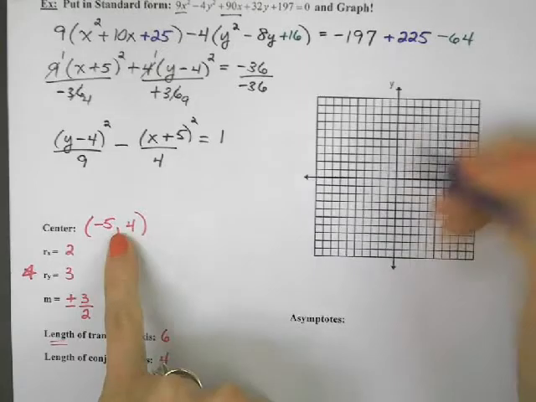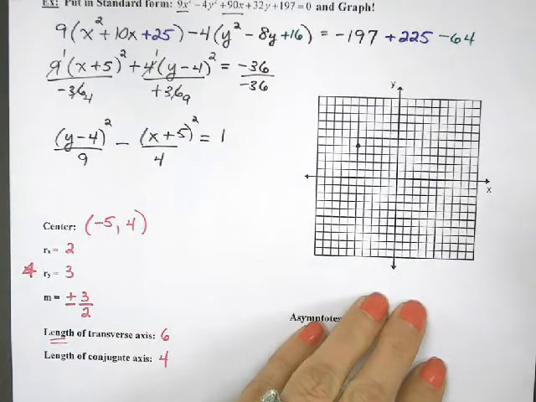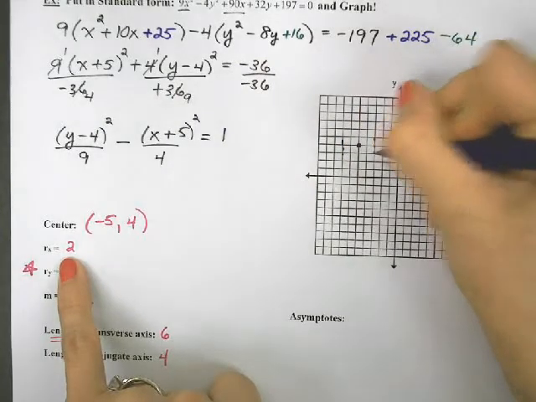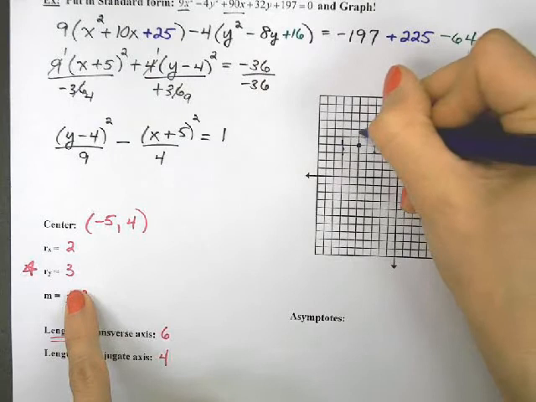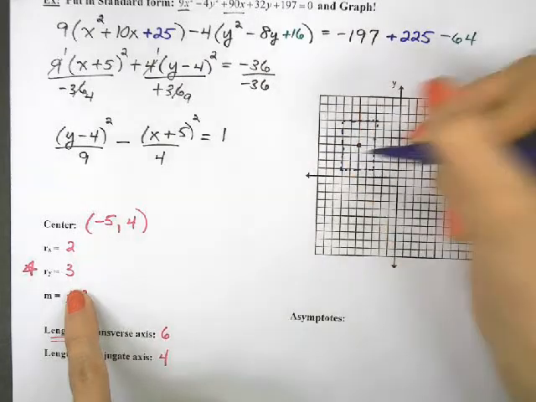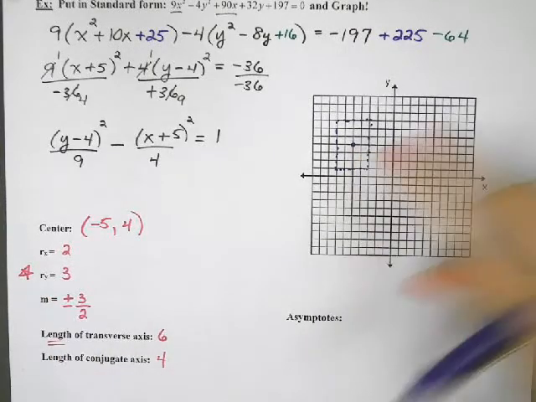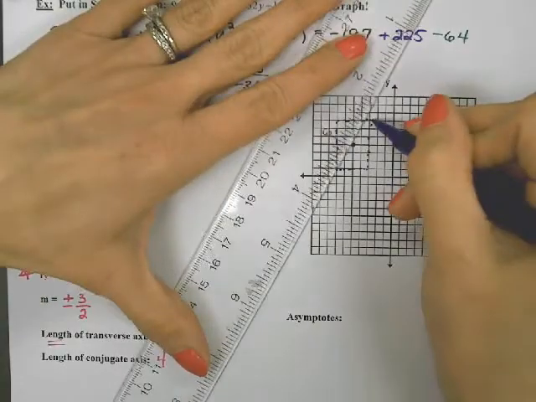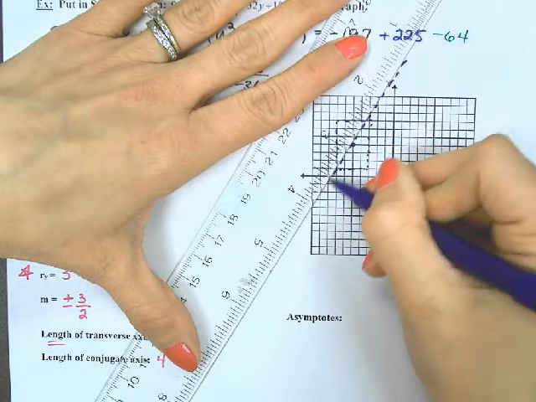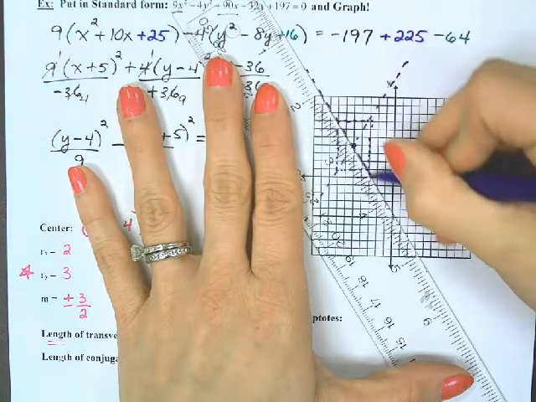The center of the hyperbola is -5, 4. After you put the center dot, what's the next step? Draw the rectangle. So r sub x is 2. Go 2 to the left and 2 to the right. R sub y is 3. 1, 2, 3 up and 3 down. These numbers don't really tell you anything about which way the hyperbola goes. It's not who's bigger, it's who's the transverse. After you do the rectangle, we're going to draw the asymptotes. So let's go ahead and draw these. There's the first one. And here is the second one.